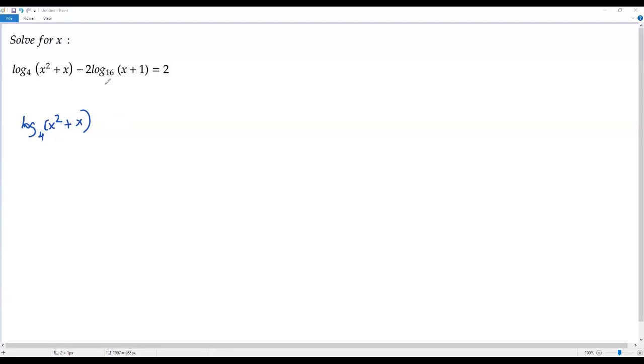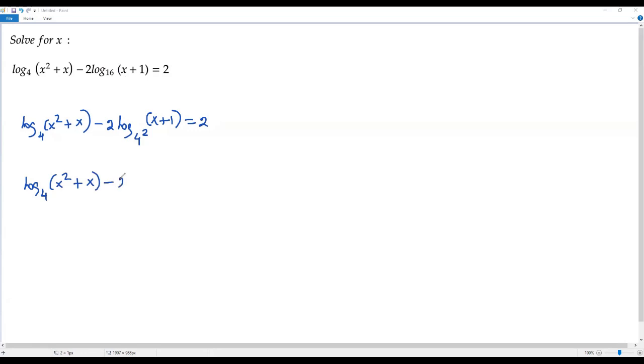So for that, we have to consider the second base. We have over here 16. Actually, it is a power of 4. That is, 16 can be written as 4 square. Let me write it. Minus 2 times log, this base 16 can be written as 4 square, and we have the argument x plus 1. On the right side, we have 2. Then we have log base 4 of x square plus x.